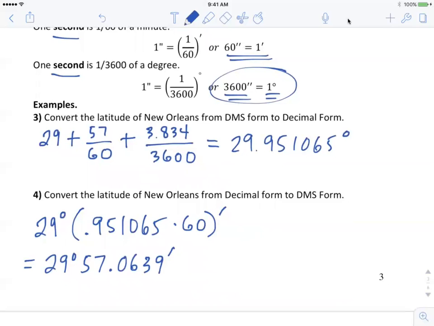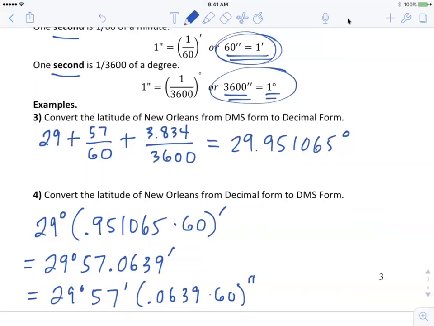But I do have a smaller unit of measurement, seconds. So now I'm going to take 29, 57, those are good. And now take this new decimal portion, 0.0639, and convert that into seconds. Now this is minutes into seconds, not degrees into seconds. So I'm going to have to use that conversion right there. There's 60 seconds in a minute. So I'm going to multiply this by 60 again, and that'll give me the number of seconds. And this will be my final answer.